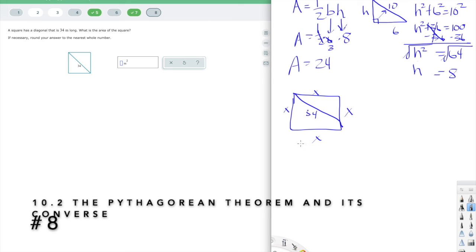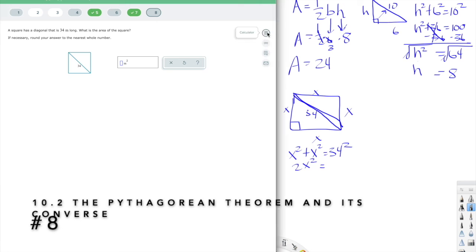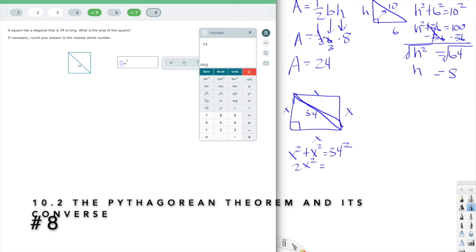But if I'm looking at Pythagorean theorem again, because this is a right triangle, that's another fact or another thing that I know about a square, is that this is a right angle. I'd have a squared plus b squared equals c squared, like this. So now I have x squared plus x squared. Well, that's just 2x squared equals, and I'm going to go over here because I do not know 34 squared. That is not one that I have memorized at all.